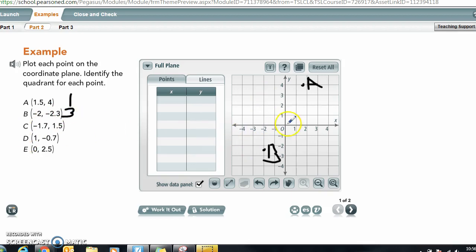Okay, C is at (-1.7, 1.5). Again, that'll be somewhere in between -1 and -2. I'll say right here, because it's closer to -2. And then positive 1.5. So that must mean I'm right here. Okay, that is in quadrant 2. And I have point C right here. D is at (1, -0.7), or -7/10. So D will be in quadrant 4.